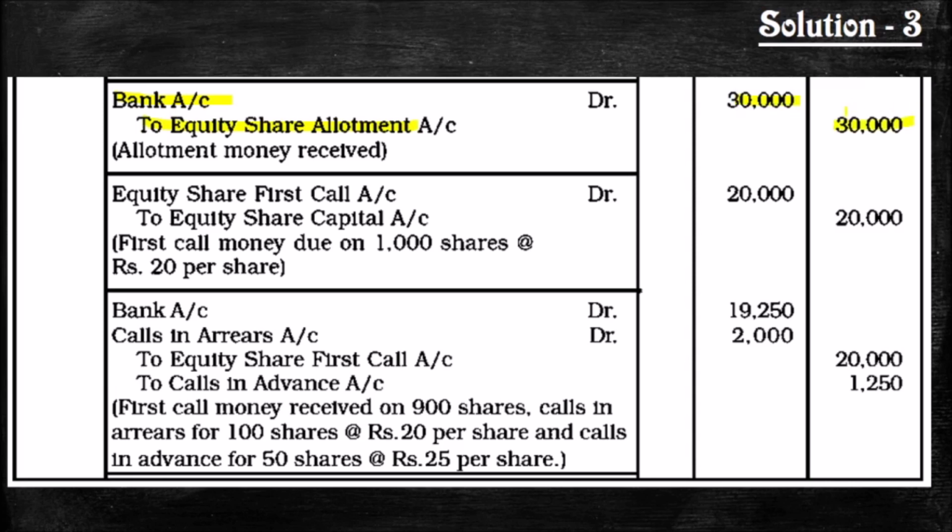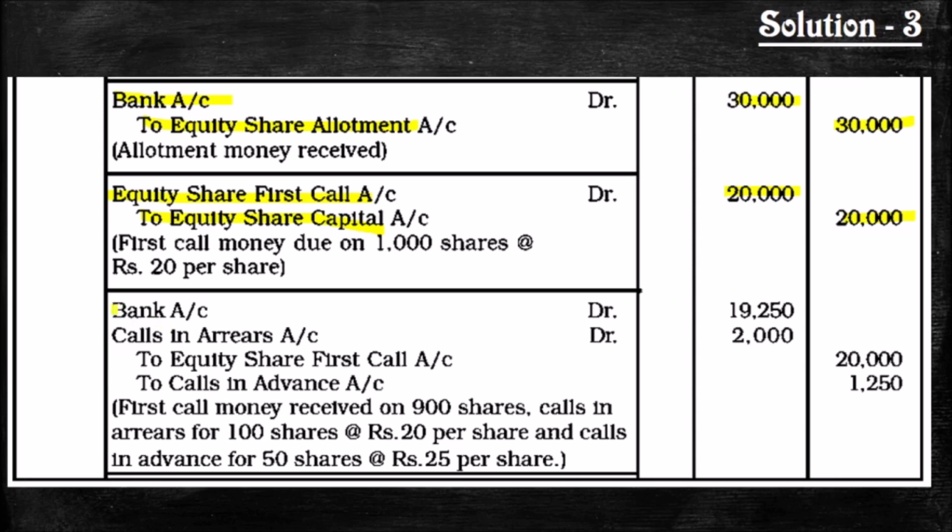And look at the due entry for the share first call. Here equity share first call, up to that they are receiving. So equity share first call account debtor to equity share capital, amount 20,000. It will be clearly given in the question. So 1000 into 20 is the amount. After that, in the next entry, we have to adjust the calls in arrear and calls in advance.